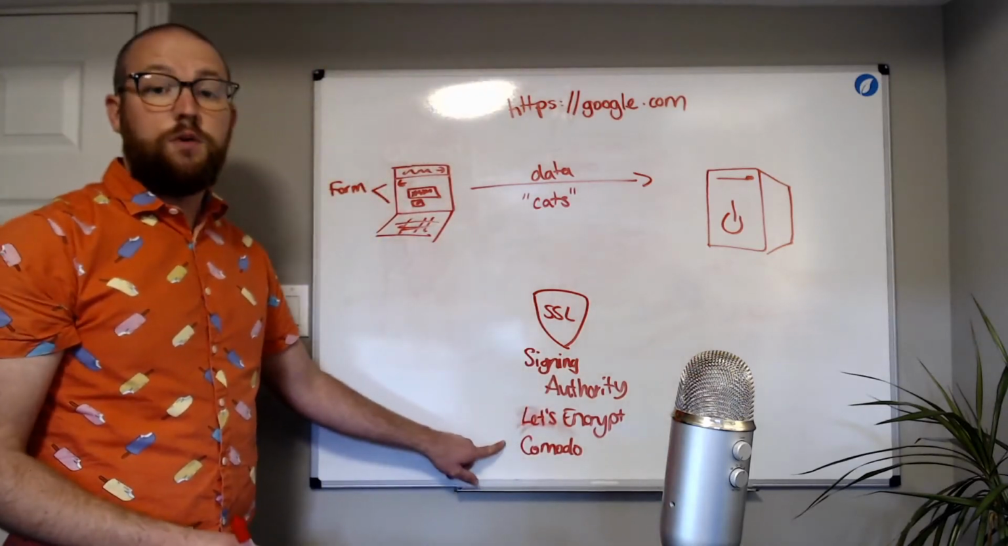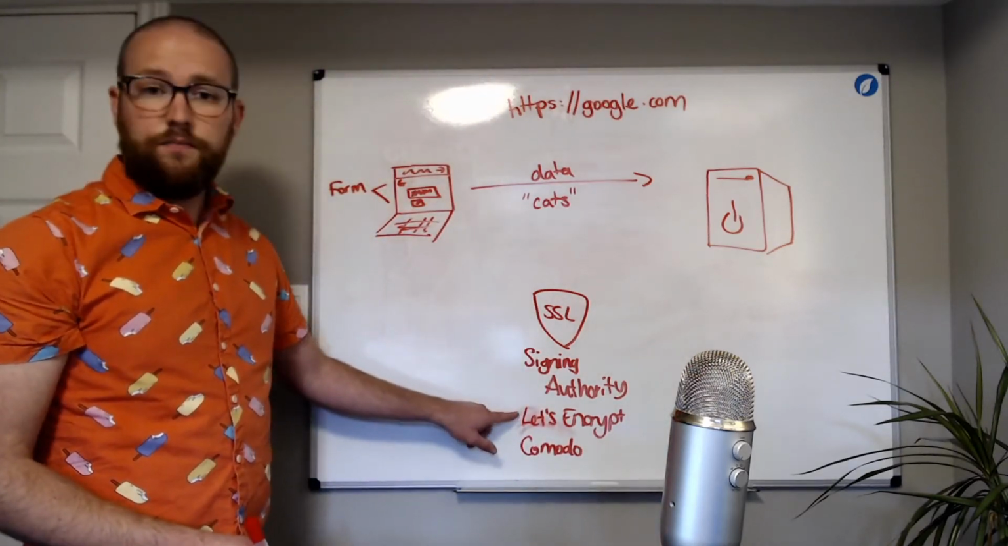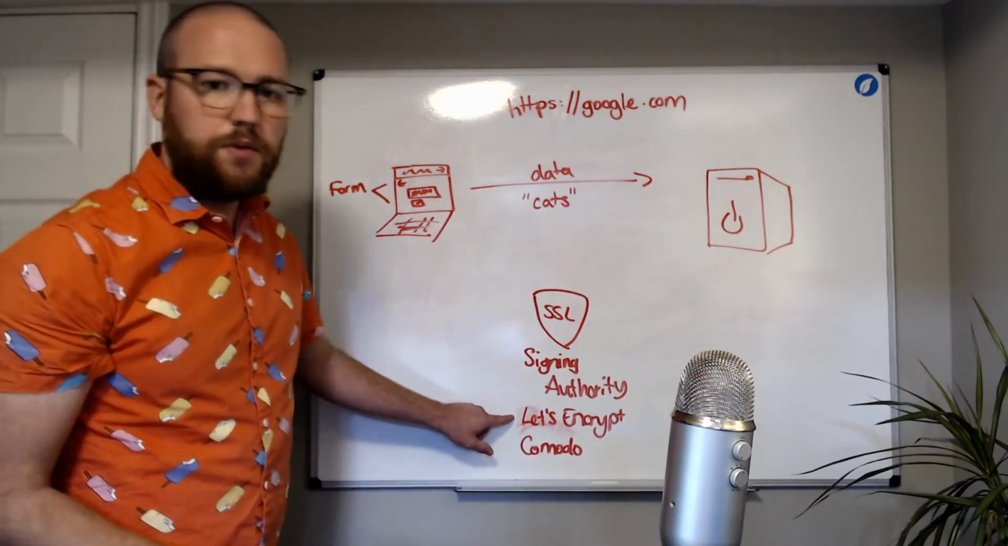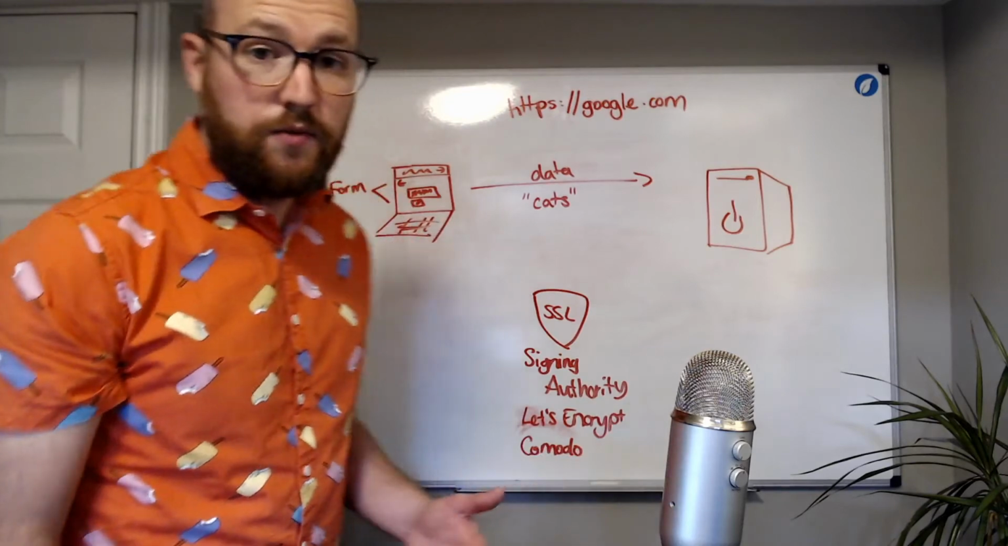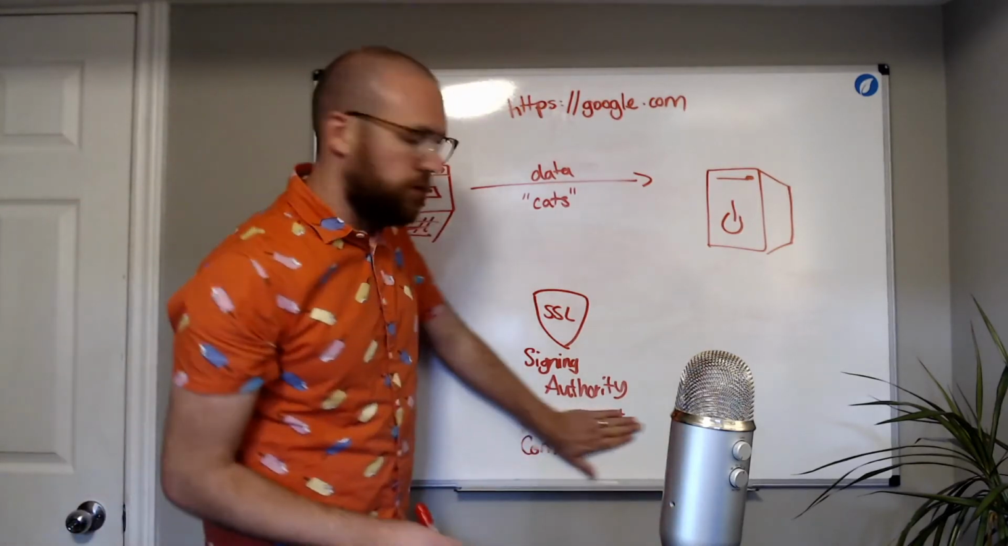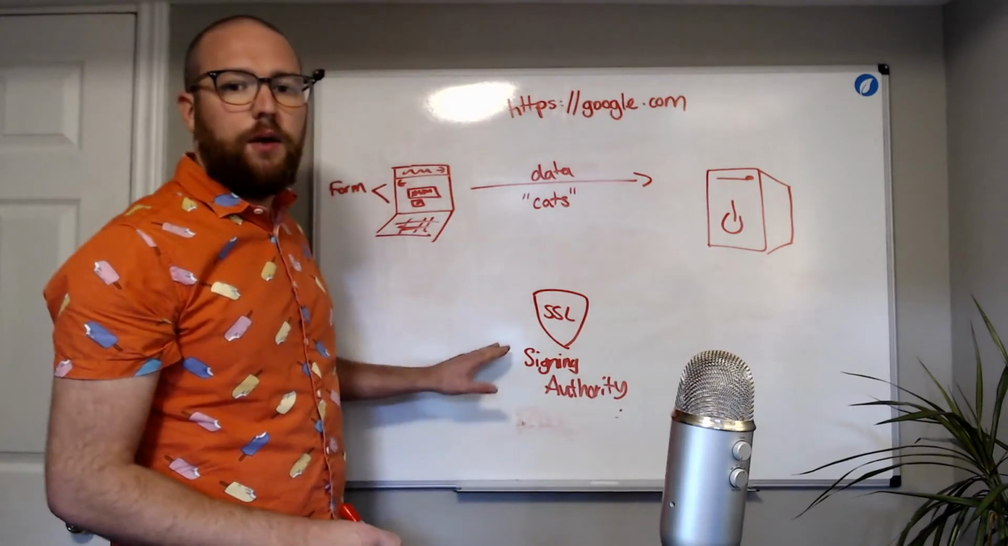So something like Amazon would probably use Comodo, but catworld.com, like my website or something, might use Let's Encrypt because I don't want to have to pay for the SSL, but I still want an SSL. Okay, so anyways, there's some sort of signing authority here that we know about.